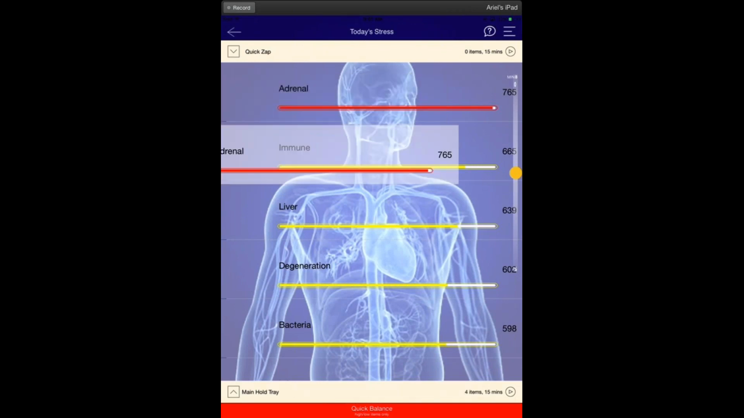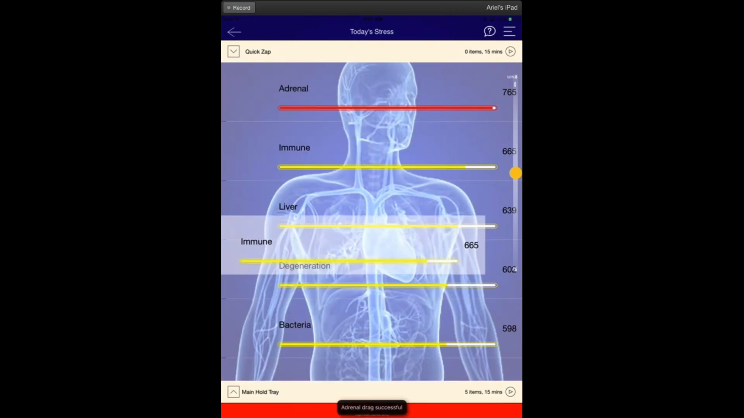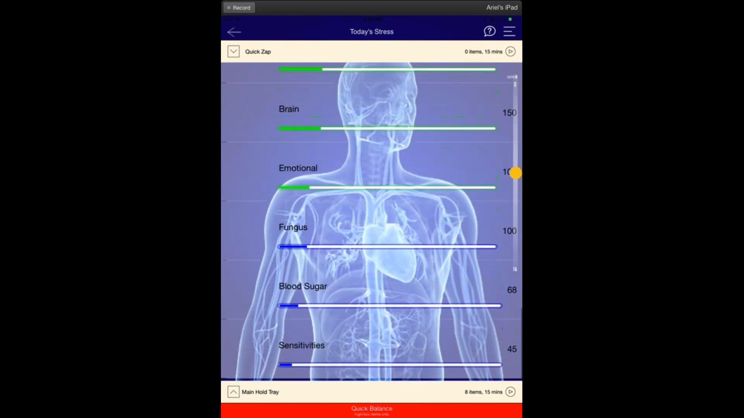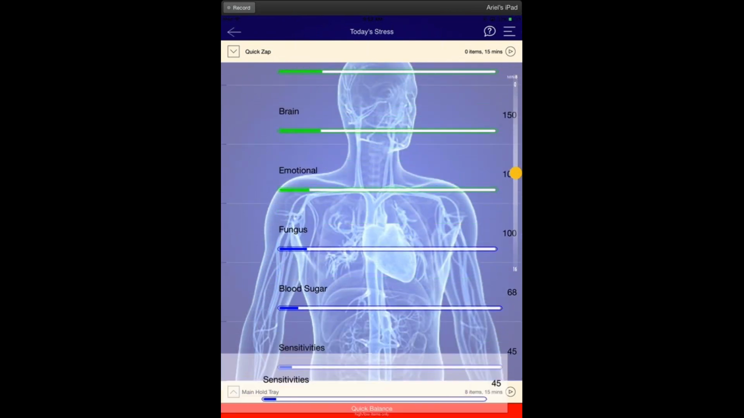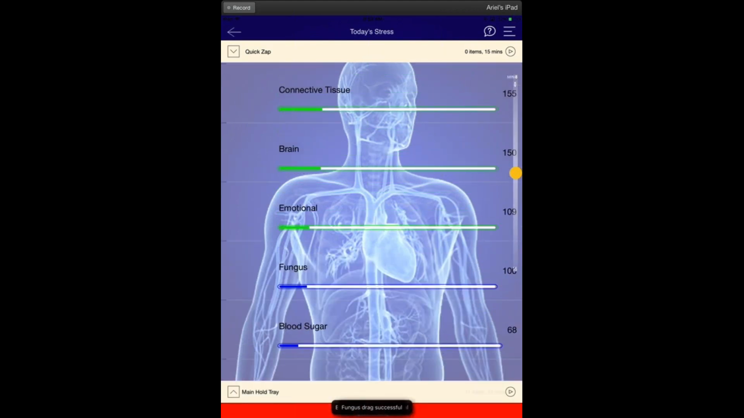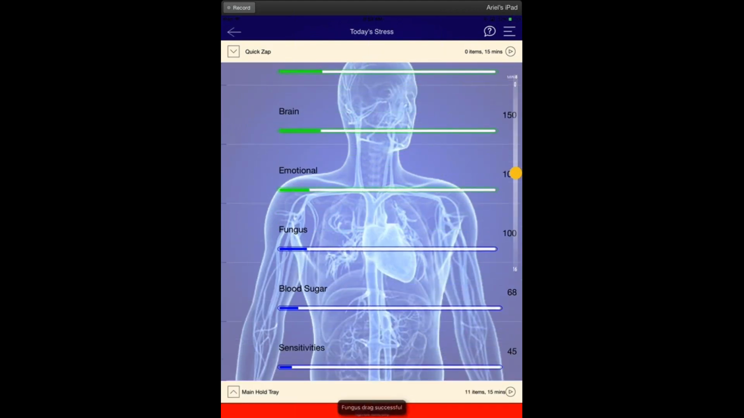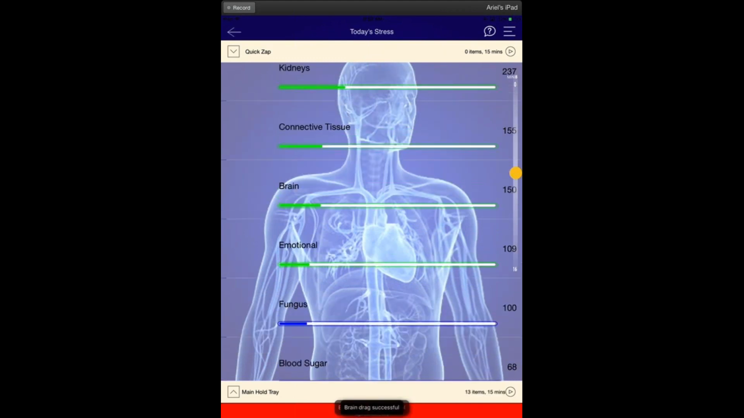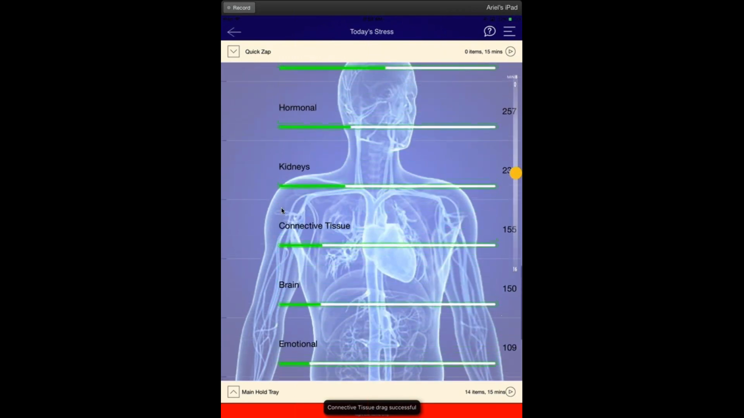We see some adrenal stress in today's stress, some immune stress, liver stuff. Degeneration means you have more going on actively than you're able to heal. So you want to sort of get that back the other way. You want to have more healing going on than active issue. But that's not a surprise. We've got some fungus, might be like some candida, some emotional stuff, some brain stuff. Of course, we know that with past seizures. Connective tissue, this is probably what's going on with the shoulder. This could be adhesions and so forth going on with the shoulder there.